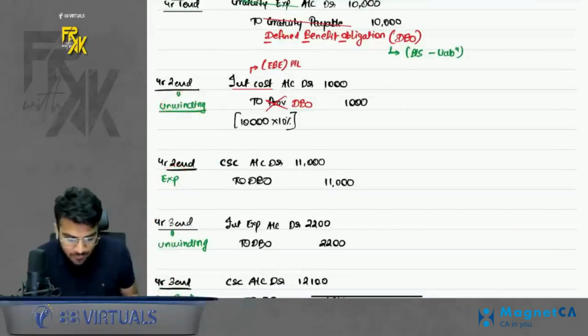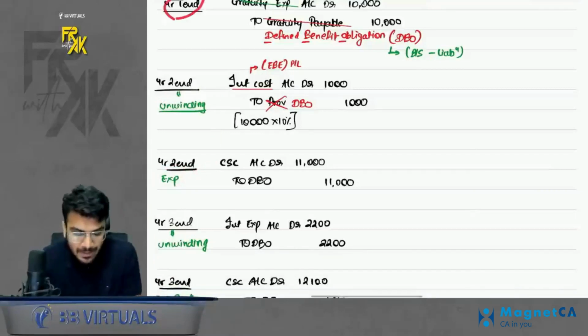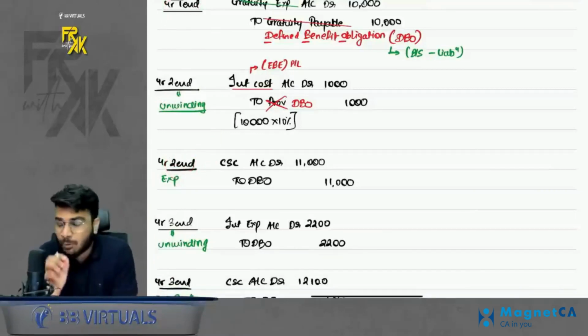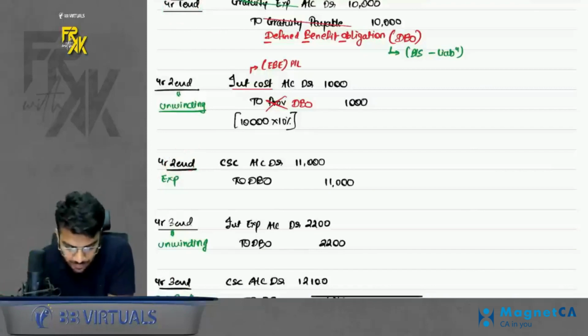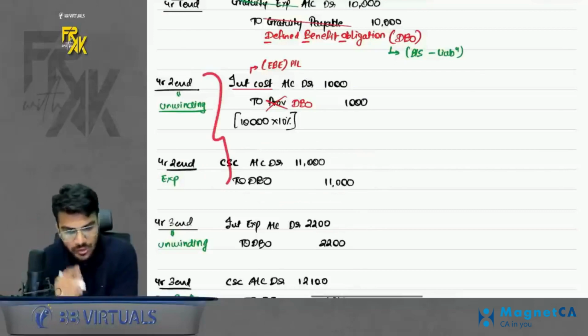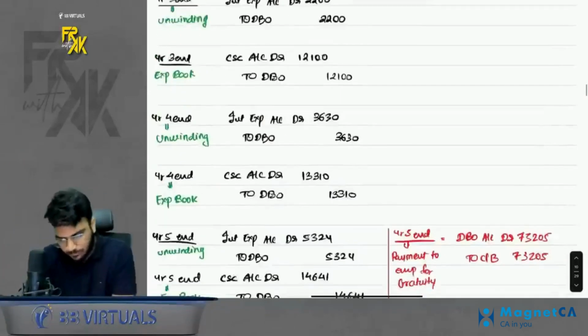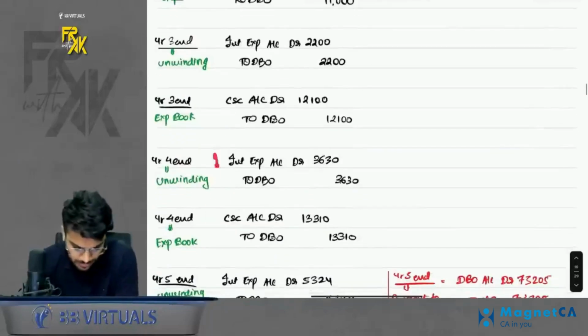Do remember, first do unwinding and then book the expense. Why? Because if you book the expense first, you might make the mistake of unwinding on both the expenditures. Ideally, the unwinding of the expense booked in the second year will start in the third year. So just remember, in the second year, first unwind the first year's amount and then book the expense. Similarly, we will do it for the third year, fourth year and fifth year also.